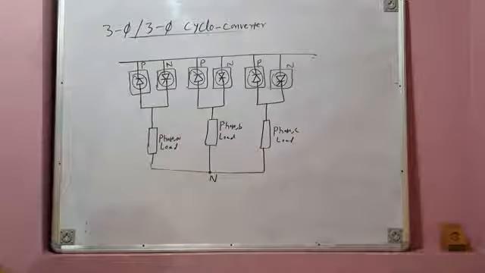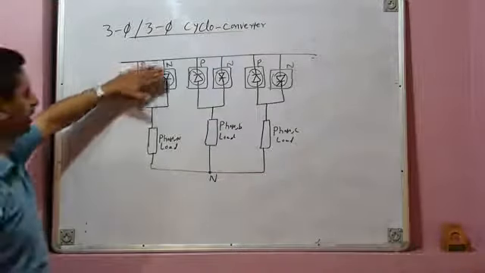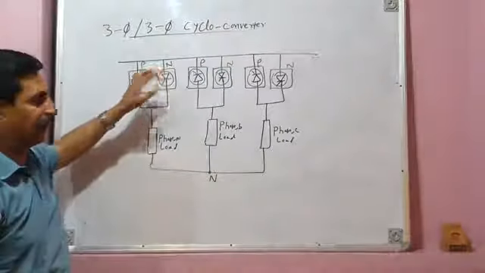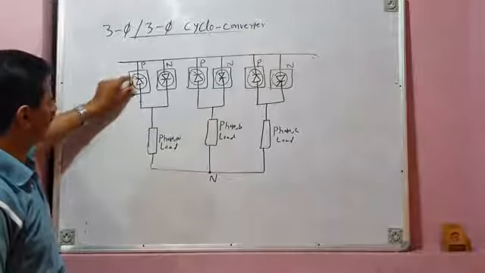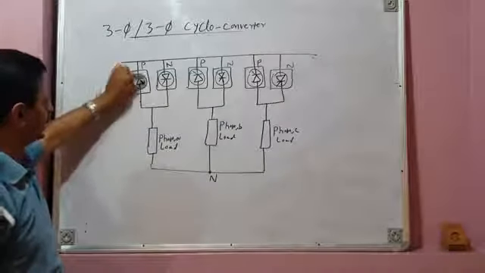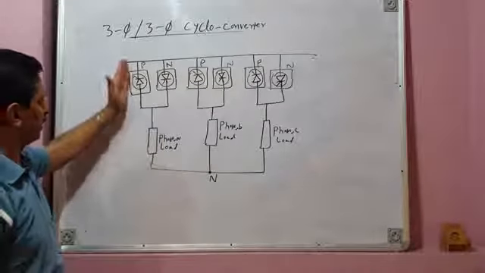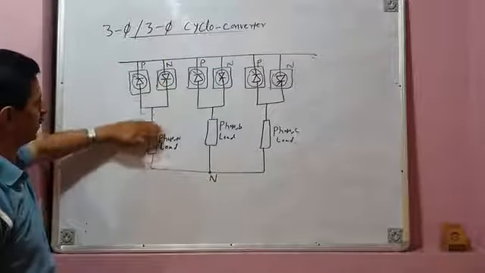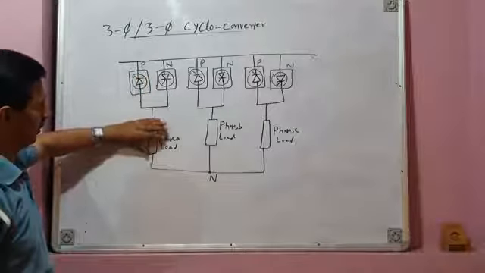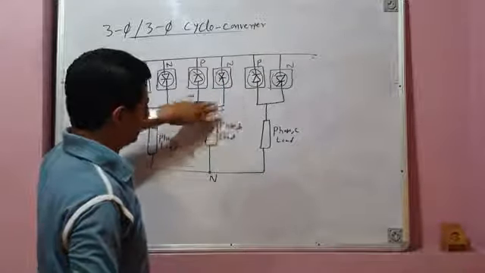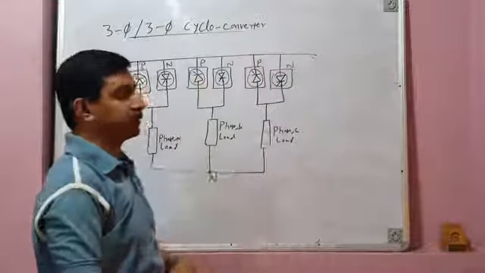Okay. So for phase A you have one cyclo converter. I am showing the schematic diagram. It does not mean the cyclo converter has one device. This is a 3-phase converter, and this is also a 3-phase converter. This is P converter, this is N converter. This produces power supply for phase A. And this cyclo converter controls phase B, and this cyclo converter controls phase C.